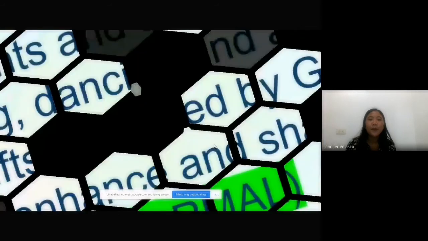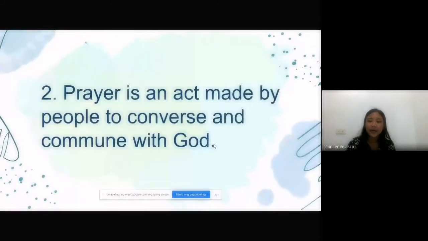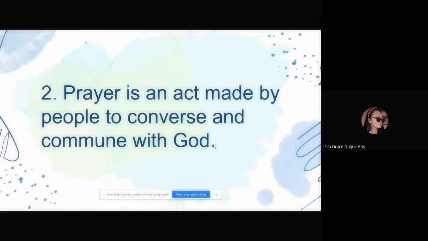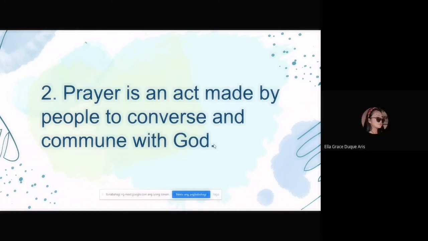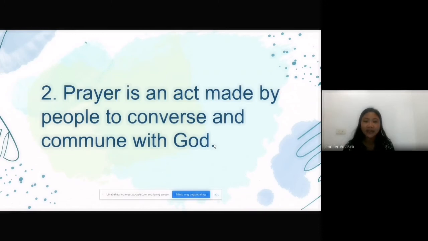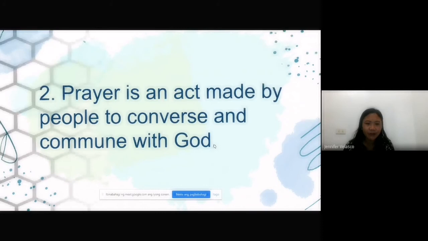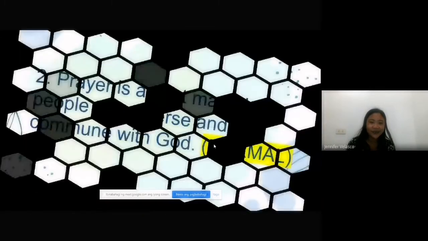Let's proceed with number two. Prayer is an act made by people to converse and commune with God. What's your answer? Do you have any clue or any guess? Yes, Ella? "Formal, ma'am." Formal definition. Yes, ma'am. Prayer is an act made by people. Let me see if it's formal. I do not know if it's formal. Let us check. Yes, you are correct. What is the subject, Ella?